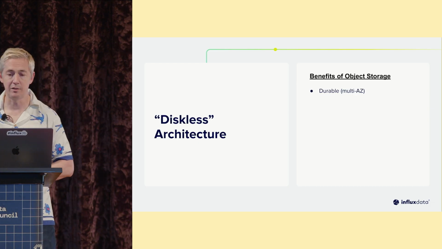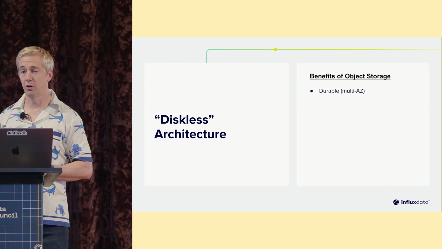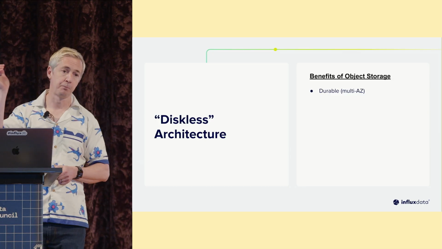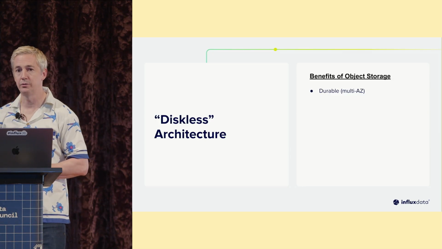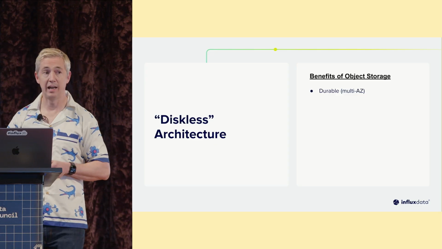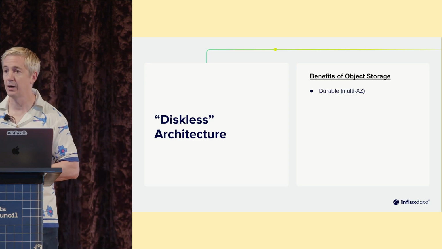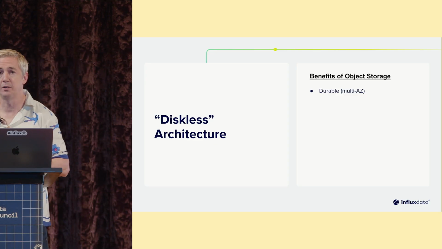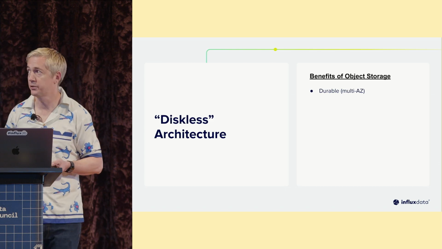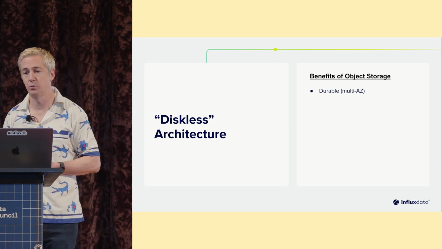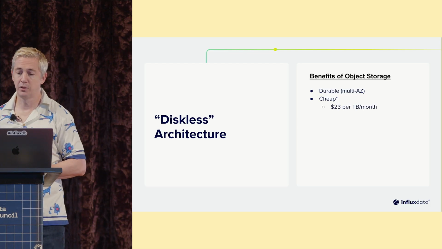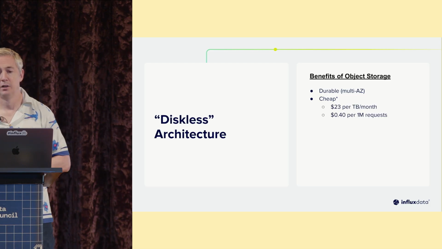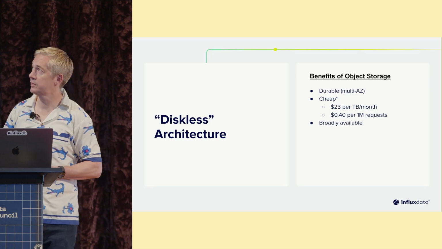So one, you get multi-AZ durability for free. Also, you don't have to pay the Amazon transfer tax, which for at-scale data projects is very expensive. It gets up there in terms of costs. Your infrastructure costs can get juiced by like 20% just through transfer fees, which is difficult. Object storage is cheap: $23 per terabyte per month, 40 cents per million requests.